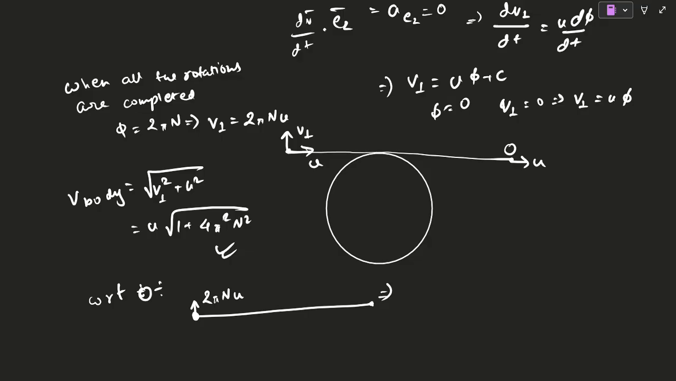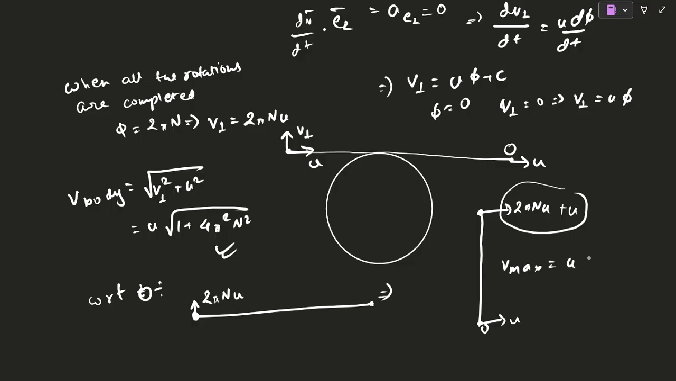This implies that when the string becomes perpendicular, it will have some velocity 2 pi n u, moving with respect to that point O. Now, using the concept of relative motion, just add a velocity u to O and a velocity u to the body at that point. So you'll get V max is equal to u times (1 plus 2 pi n). And that's the final answer.